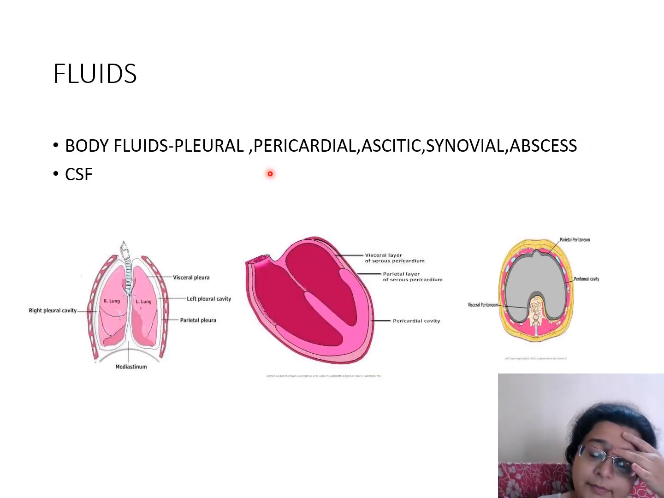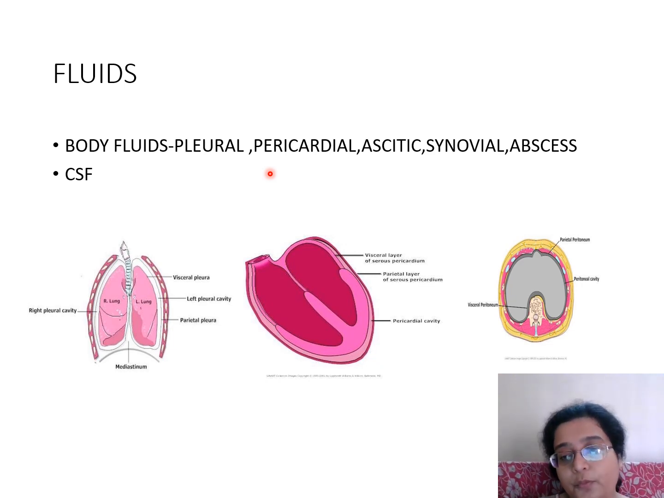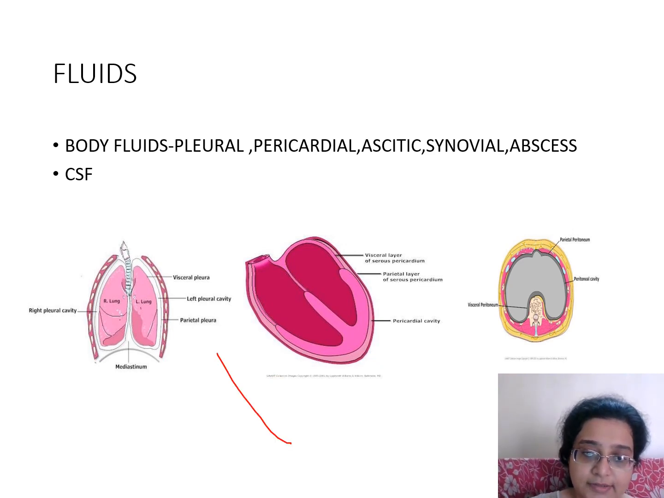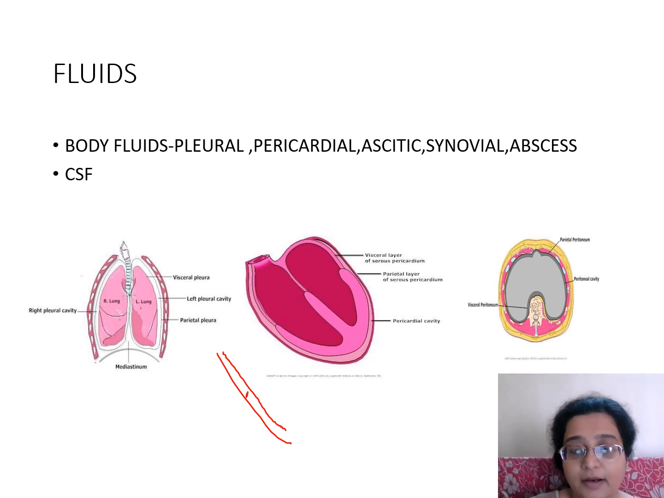Before I start, let me give you a very quick overview of what kind of fluids you get in the pathology department. Either you get a CSF for TLC, to rule out meningitis or Guillain-Barré, etc. Or you get fluids like pleural fluid from the pleural cavity over here. You get pericardial fluid when there's pericardial effusion, from the pericardial cavity. This is the pericardium, and when the space between the two layers gets expanded with fluid, it is called pericardial effusion.